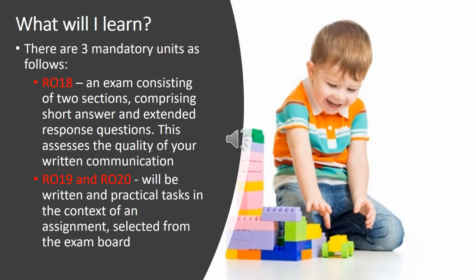The child development course is made up of 3 units. RO18 is an exam and it's an hour and 15 minutes long, and it has a mixture of long and short response questions. RO19 and RO20 are coursework units, and these are written and practical tasks. They are assignments that are provided by the exam board, and I'll explain a little bit about those as we go through this PowerPoint.